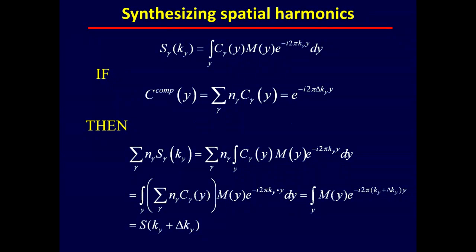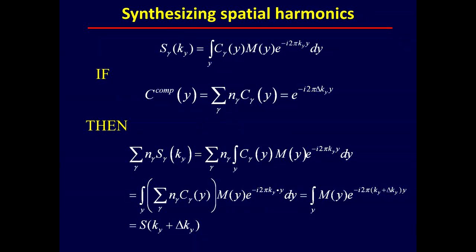Now, hypothetically, if we can come up with a linear combination of the coil sensitivities for different coils, where n gamma is the weighting factor for channel gamma, a linear combination of the coil sensitivity profiles, such that when you combine these together, you get a perfect complex exponential as a function of space, or a sinusoidal wave as a function of space. I'll show you some examples in the next slide. But if that's true, then something interesting is happening.